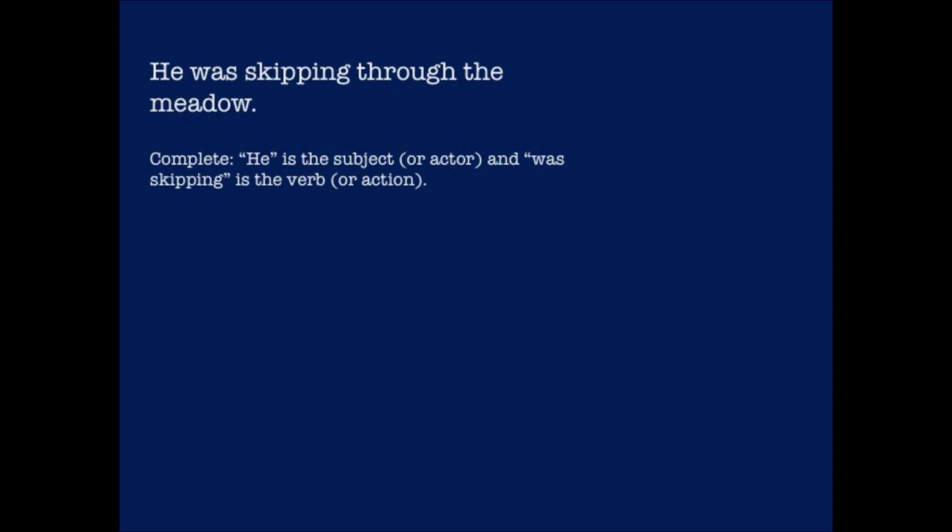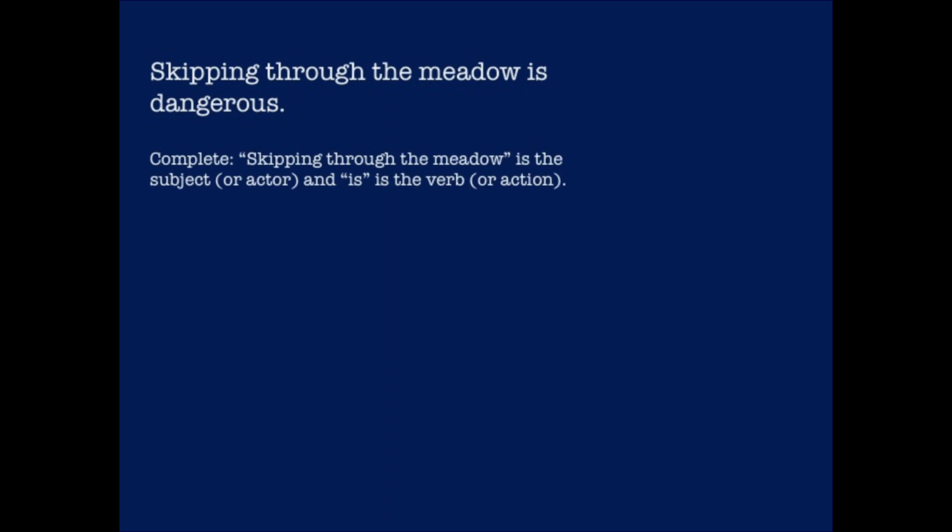We could also take this opening phrase and say something like, skipping through the meadow is dangerous. And in this case, skipping through the meadow would be our subject. Just like in that previous example when we said playing basketball is fun, we were talking about the act of playing basketball. In this case, we have is as our verb and then skipping through the meadow as our subject. We're telling somebody that the act of skipping through the meadow is dangerous.